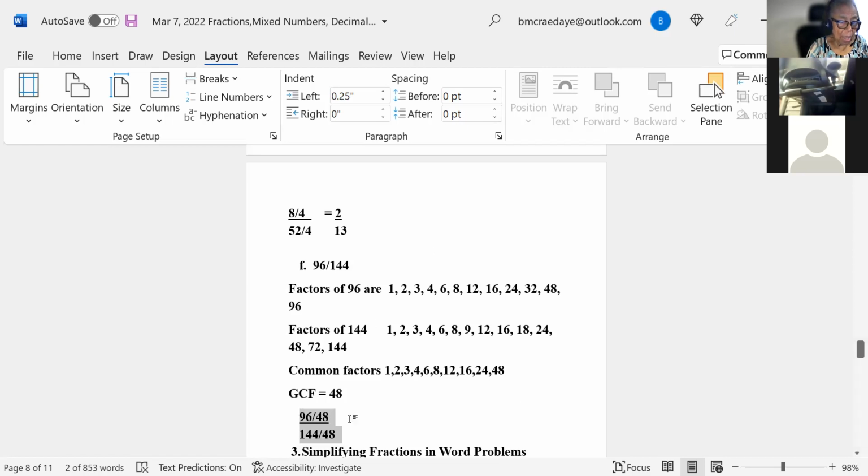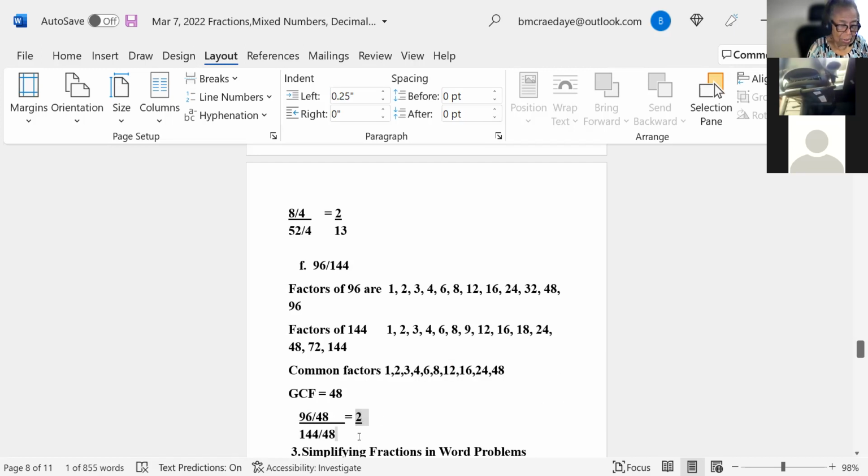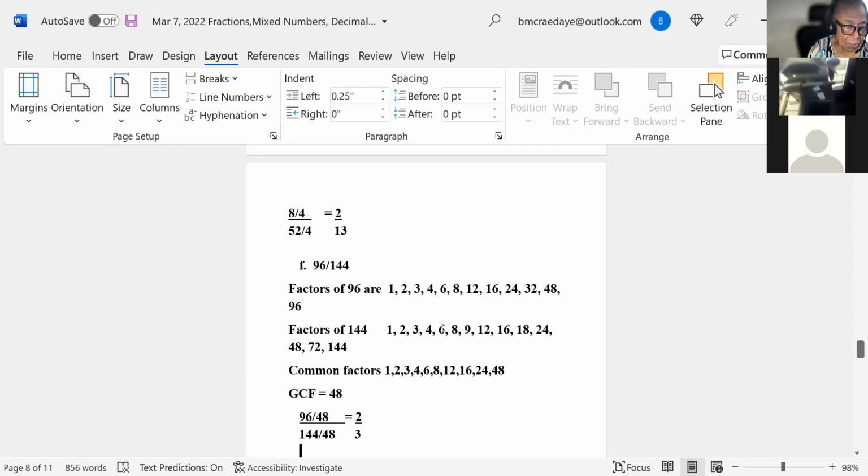Okay. So the top one you get what? 2, yes. And then the 3. That's the simplification, or reduce to the lowest terms. So 96 over 144 reduced to the lowest terms is 2 over 3.